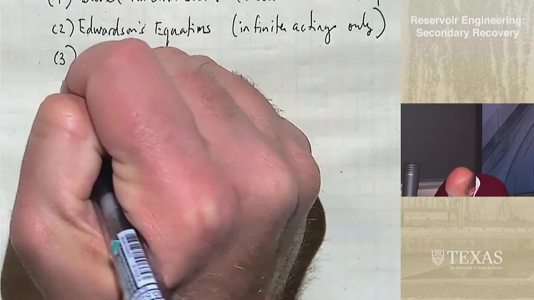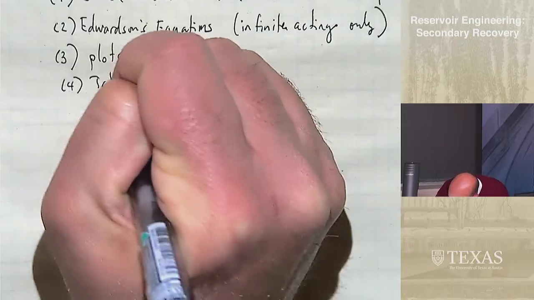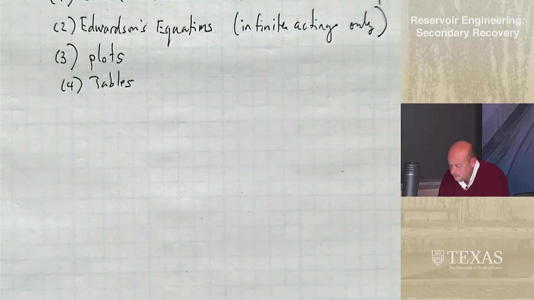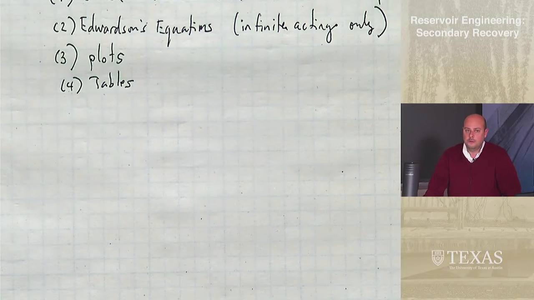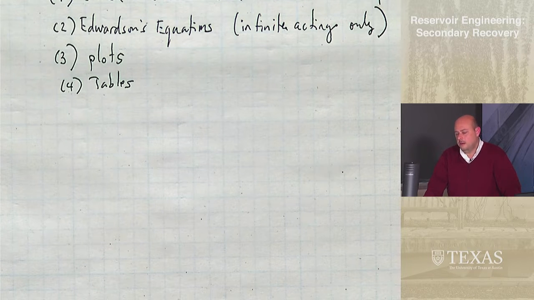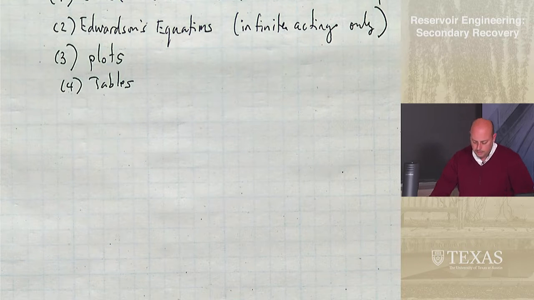And then the last is the tables. And the tables are nice because they have some numerical values, but they might not be at every single tD or every single dimensionless radius, and so you might have to interpolate, which is okay. I mean, everything we do as engineers is usually an approximation anyway, so if you've got to interpolate between two things, then it's probably good enough.